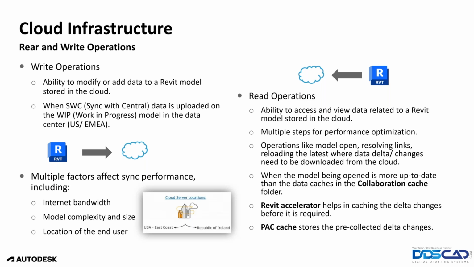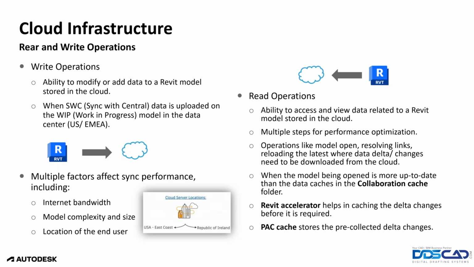Now, a couple of things we're going to touch on here. The Revit Accelerator is going to help in pre-caching some of that data that has been changed by other users so that it's already ready to go. It's stored in what's called a pack cache, which stores some of that pre-collected changed data, so that when you request it from the servers, it's already locally on your PC. There's no need to go and fetch that and bring it back, and it speeds things up along the way.